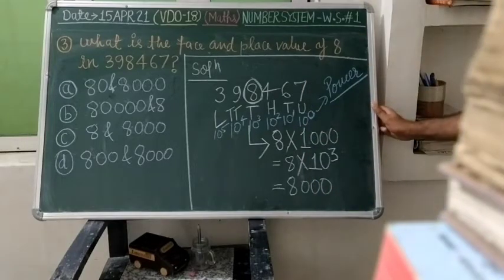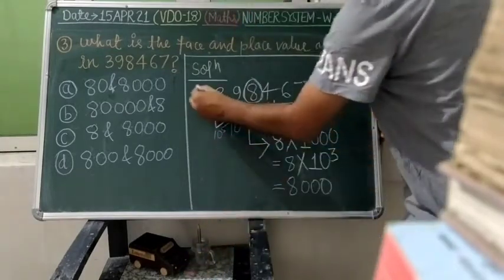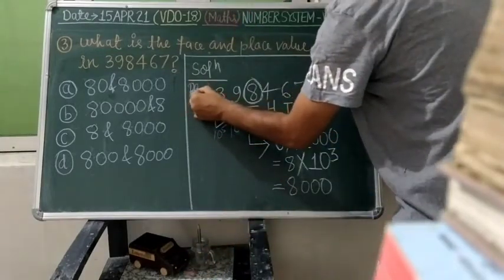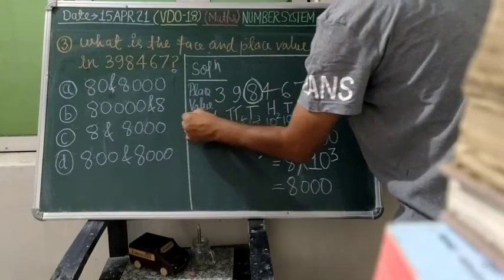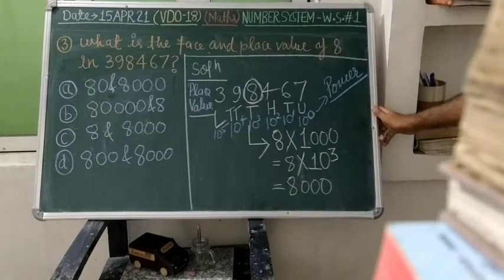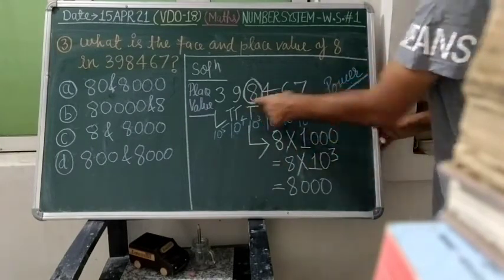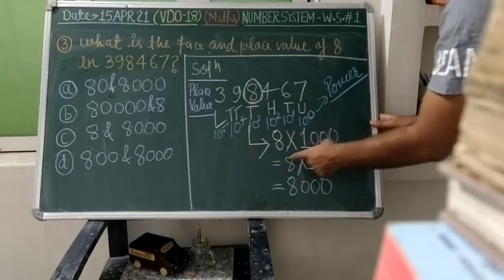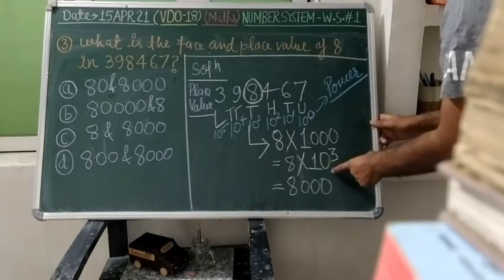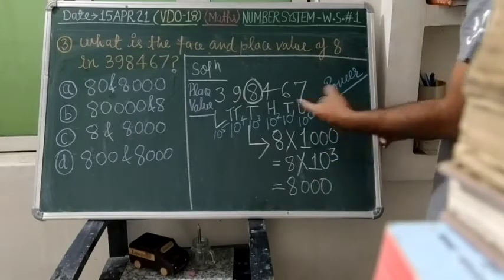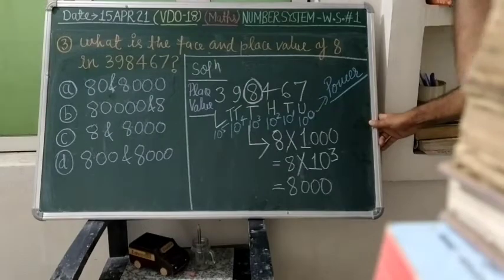So you see that first we have selected the place value, and that place value is coming 8000. This 8 is situated at the thousands place. So 8 into 1000, and there are three zeros, so the power will be 3. So 8000 will be the place value of it.